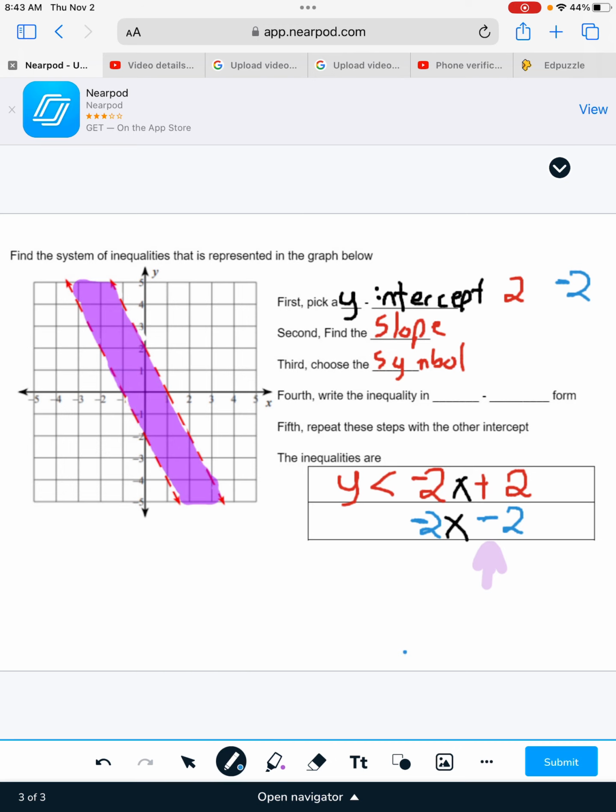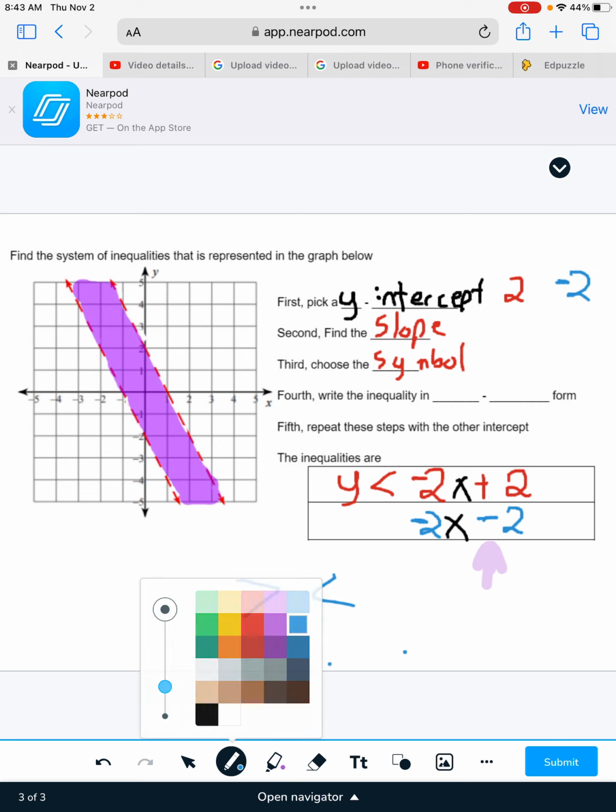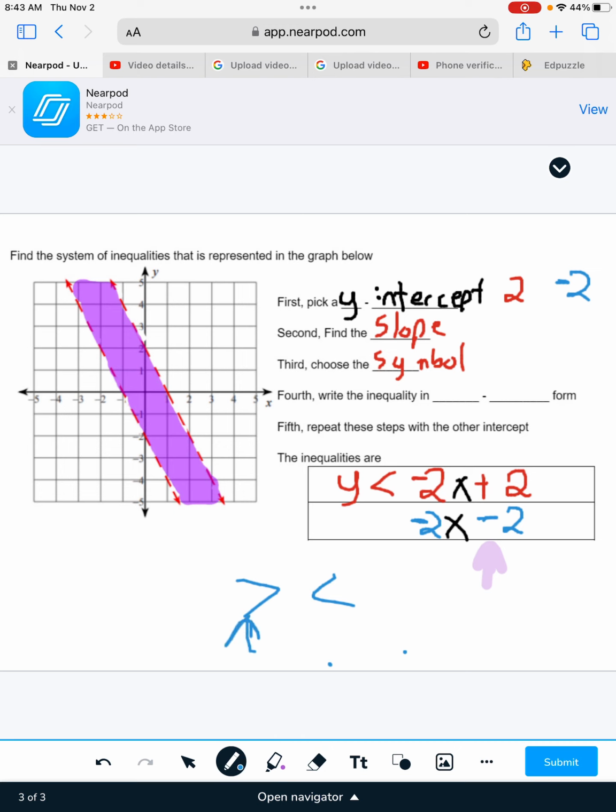I know that it's still a dotted line, which means it's still going to be either greater than or less than. And when I look at where this shading is from this line right here, all this stuff is shading above it. So when I shade above this like that, it is going to be my greater than symbol here. That means y is greater than negative 2x minus 2 based on this graph. Yes, those lines are parallel to each other.